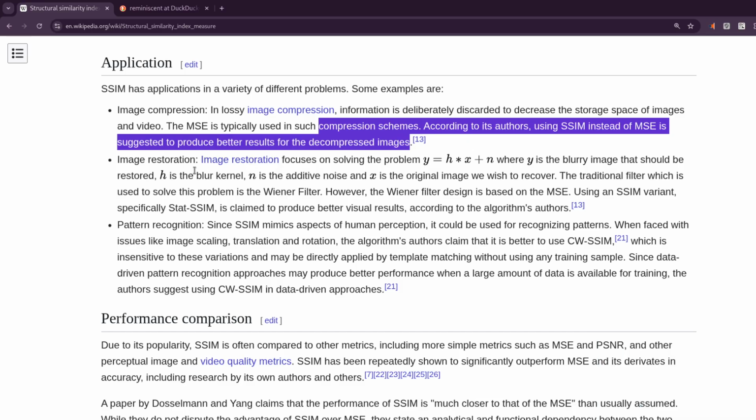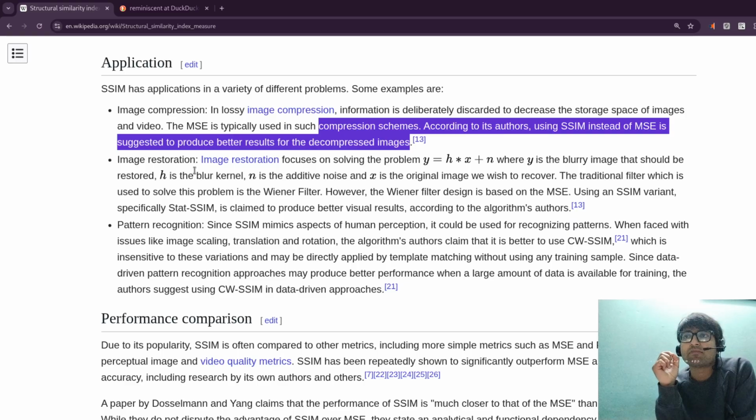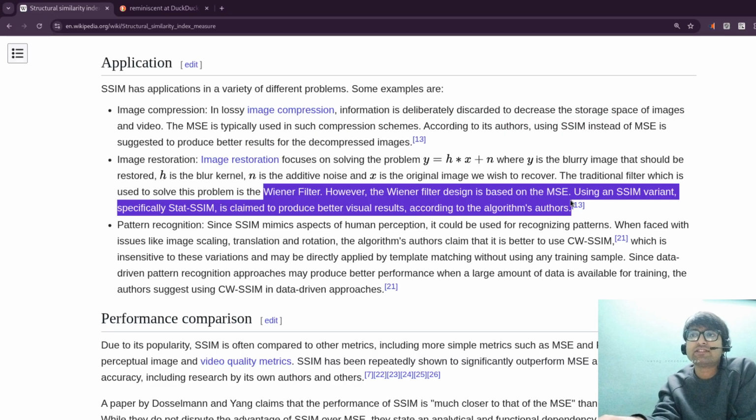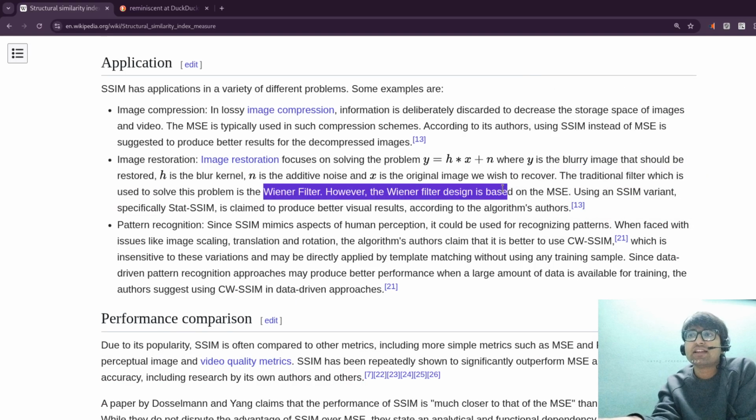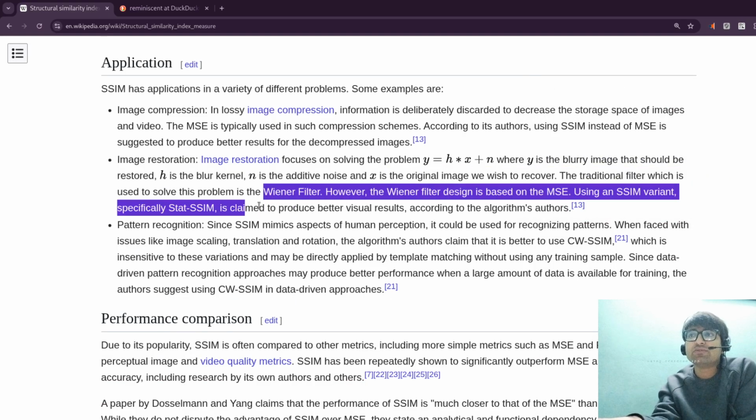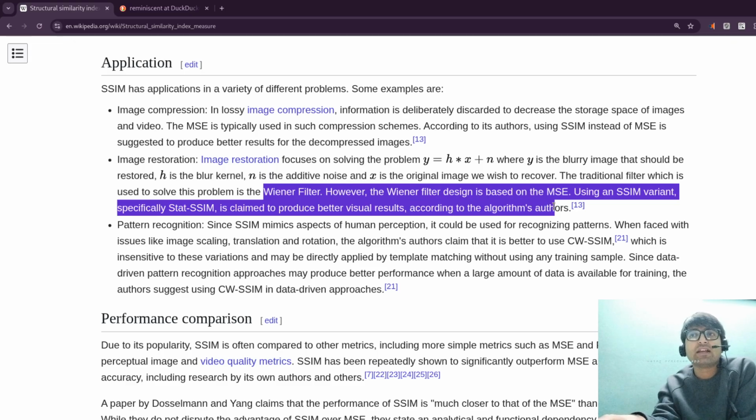Image restoration focuses on solving the problem y equals x plus n, where y is the blurry image that should be restored, x is the blur kernel, and n is the additive noise. X is the original image we wish to recover. The traditional filter used to solve this problem is the Wiener filter. However, the Wiener filter design is based on MSE. Using an SSIM variant, especially SAT-SSIM, is claimed to produce better results according to the algorithm author.